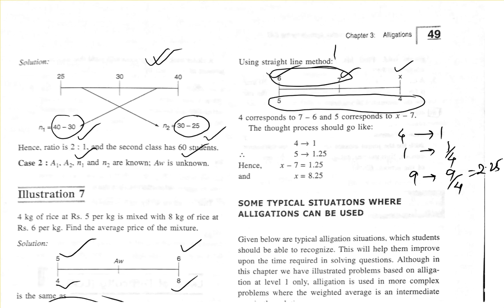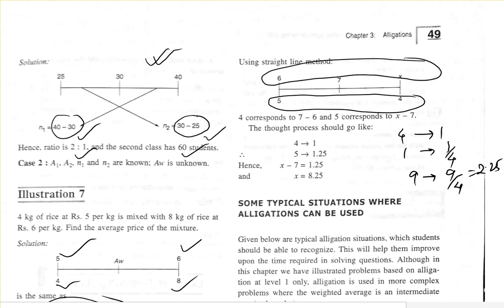2.25 is the difference between these two. So 6 plus 2.25, that is 8.25, is our answer.